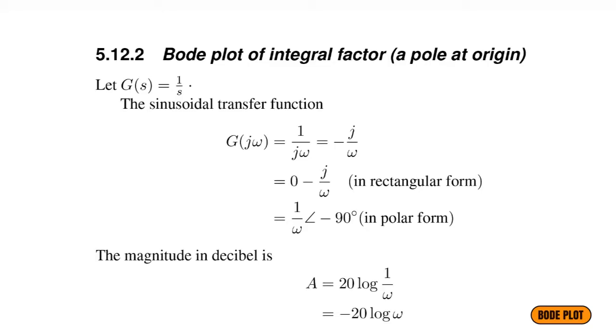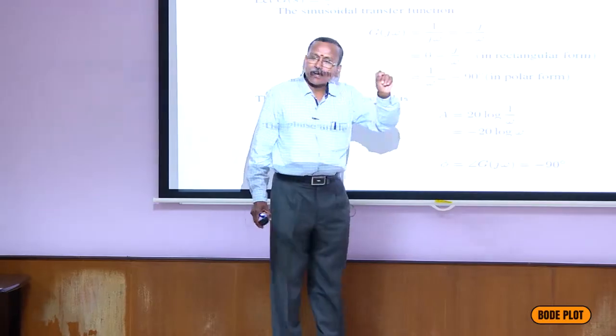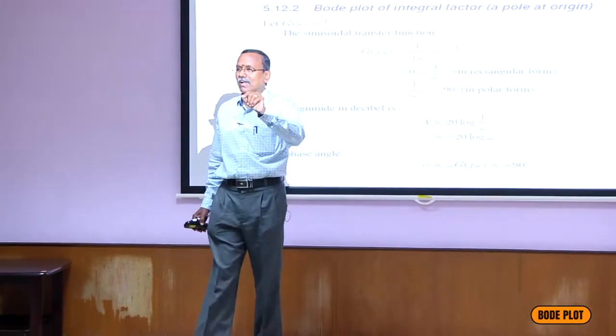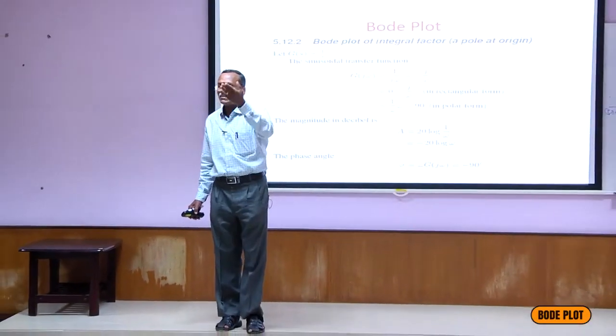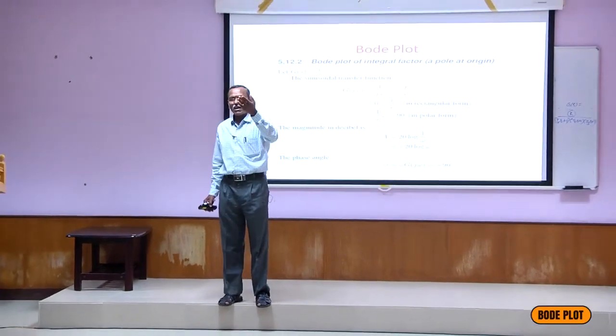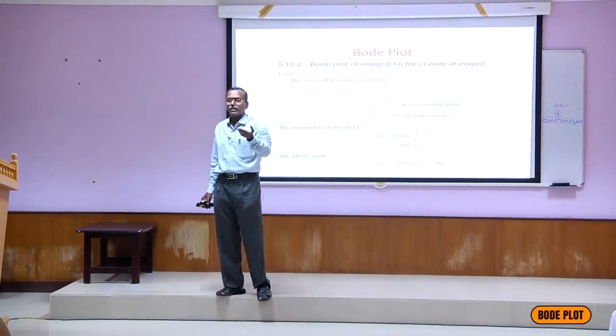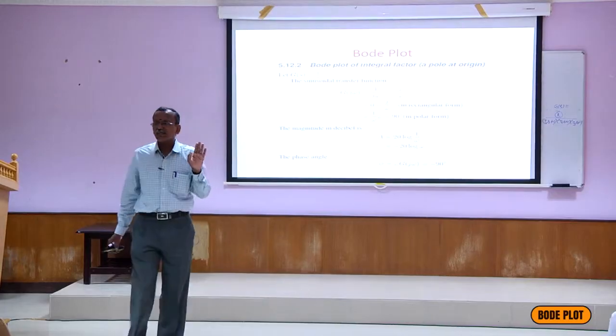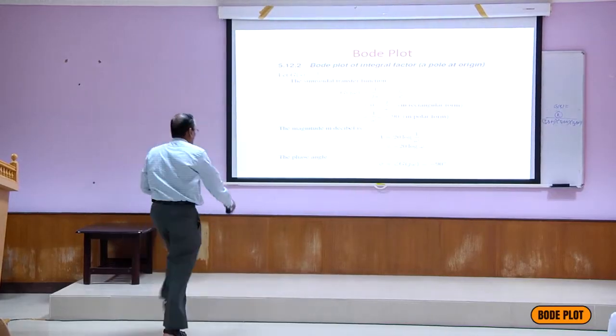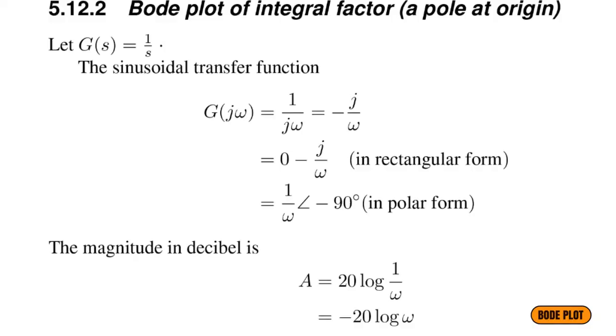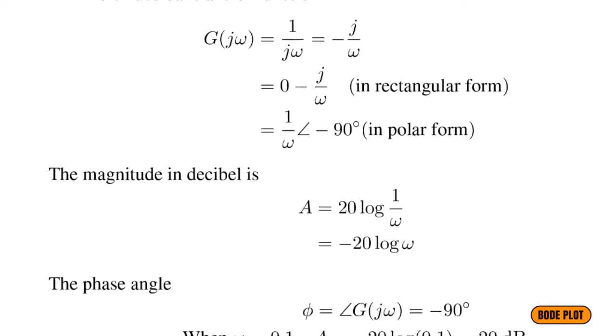What is the difference between these two? This is in rectangular form, and this is in polar form. So the magnitude and the angle we have to write. The angle is tan inverse of imaginary part by real part. The real part is 0 and the imaginary part is 1 by omega. 1 by omega divided by 0 means infinity, and tan inverse of infinity is 90, so minus 90. Therefore, in polar form, it is 1 by omega with angle minus 90.